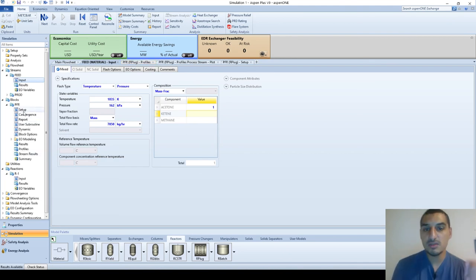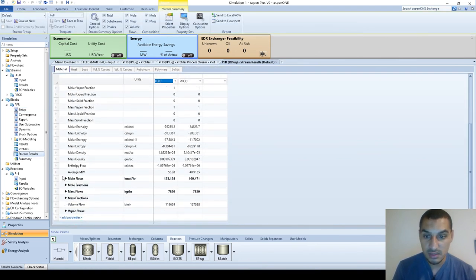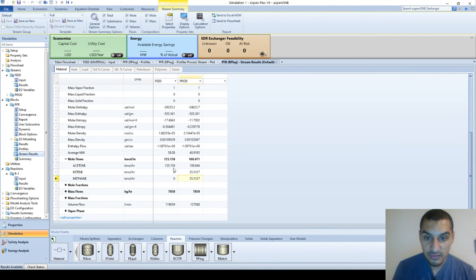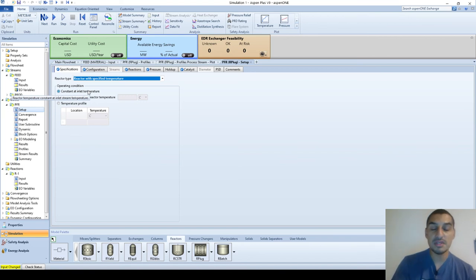One more thing that I want to test is the effect of temperature. Before I see the effect of temperature, I want to quickly revise the composition for the mole flow. I have 25 moles of methane and ketene coming out of the reactor from 135 moles. So 135 moles gave me 25 moles. If I change the reactor to be specified with a specific temperature, I'm supplying heat to compensate for the heat being absorbed by the reaction. So I expect the reaction to go further, and here in the stream results I expect more than the 25 moles coming out of the reactor.